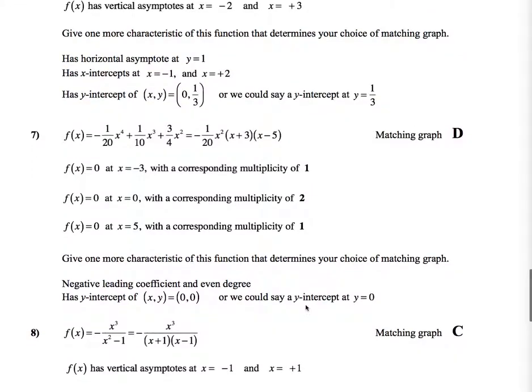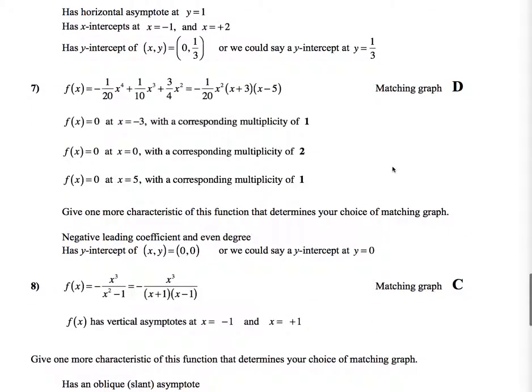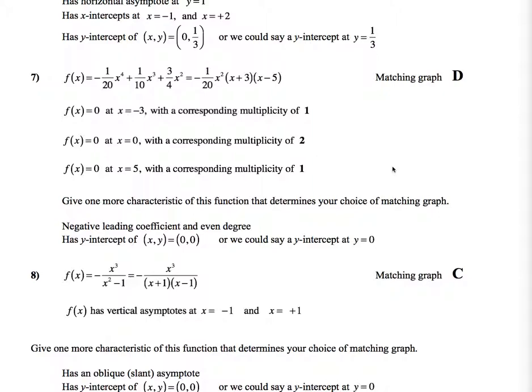And then we are asked for, again, another characteristic that would help us to determine the choice of matching graph. Well, this function has a negative leading coefficient. Be careful and look out for that, because it's not that easy to see in print on the paper. This has a negative leading coefficient, and the degree is even. So that means that it's going to point down at both ends.